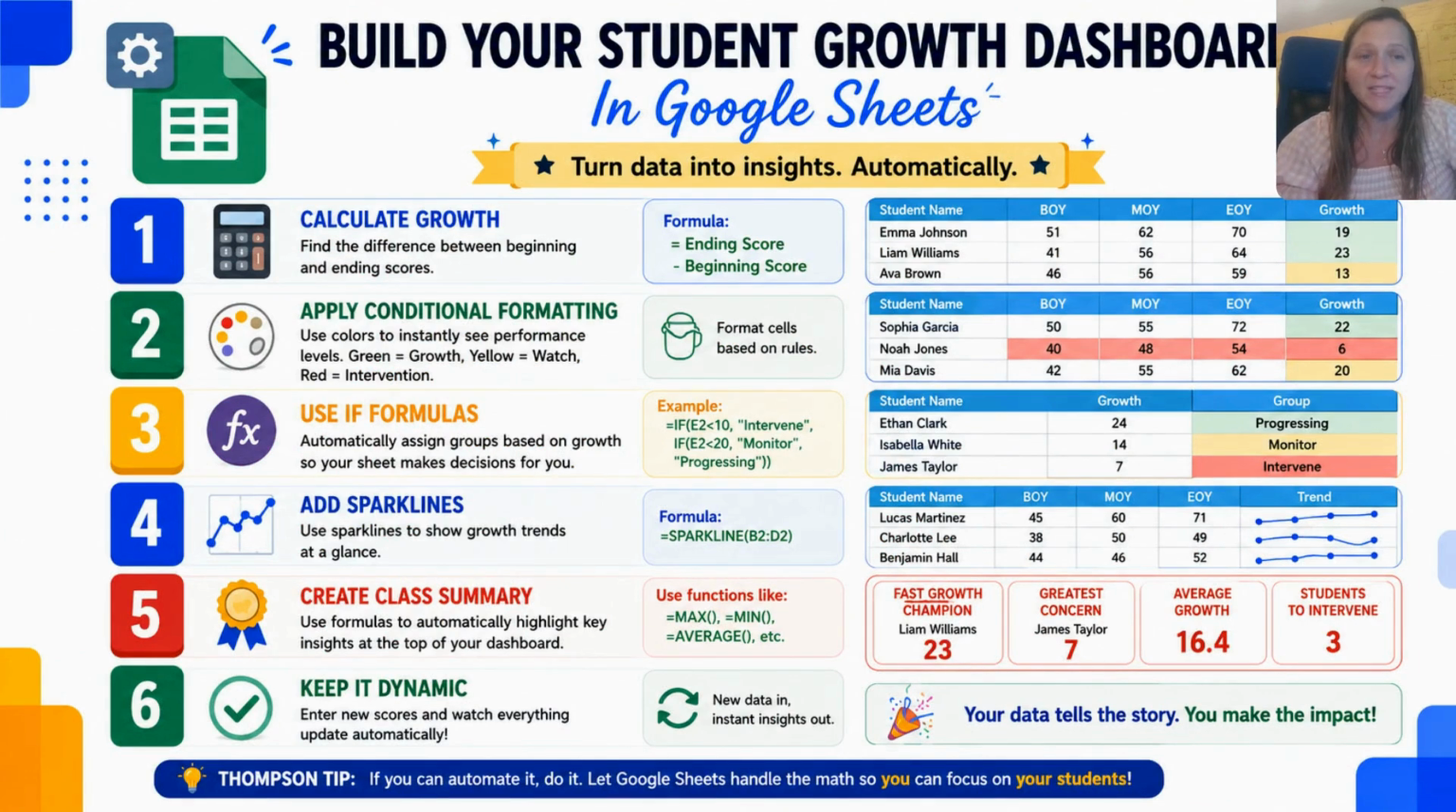So a couple things we're going to look at today with Google Sheets. We are going to use formulas to calculate growth. We are going to format cells based on conditional formatting rules. We are going to use if formulas to be able to make instructional groups. We are going to create sparklines to show growth trends, create functions to show class summaries, and we're going to make it so we can input new data and even new students and have this continue to work for us and keep our data fresh.